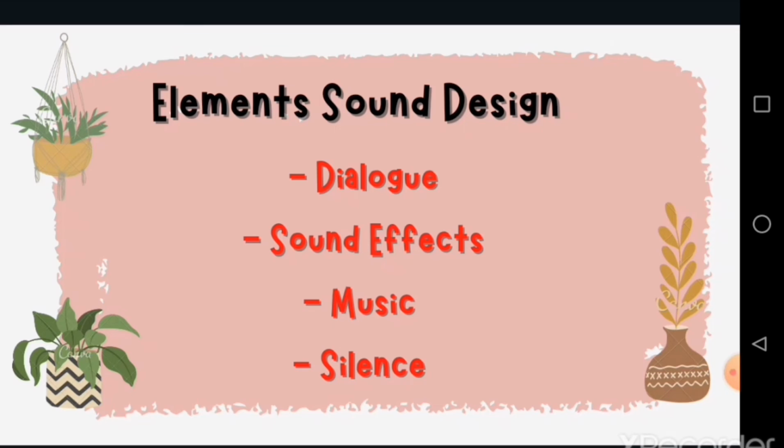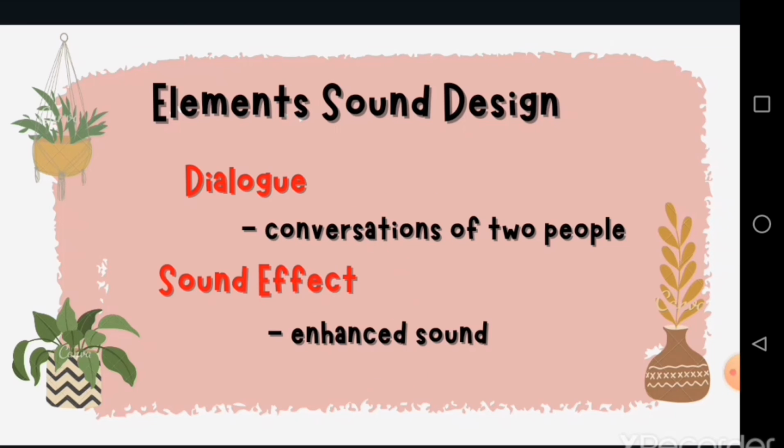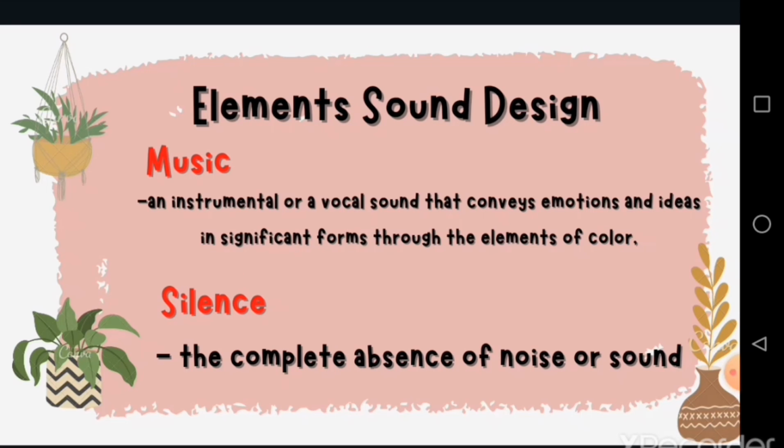Now we are going to discuss the elements of sound design. Here are dialogue, sound effects, music, and silence. Dialogue is a conversation of two people. Sound effect is used to enhance sound. The third element is music. It is an instrumental or vocal sound that conveys emotion and ideas in significant forms through the elements of color. The last element of sound is silence. It's used for the complete absence of noise or sound.